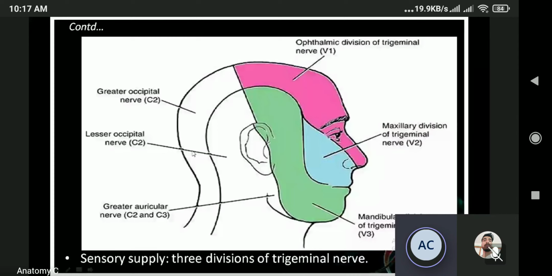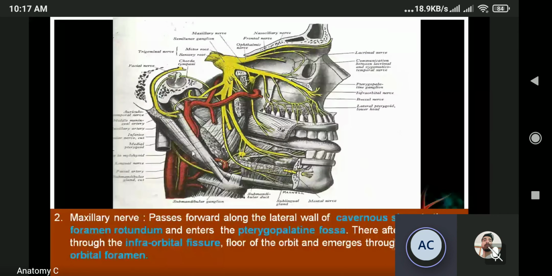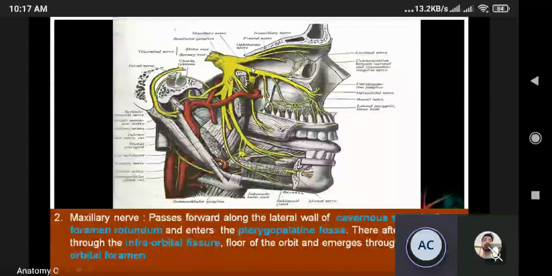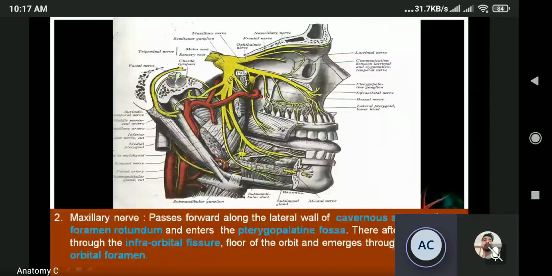Is this one clear? Next, I'll move to the maxillary nerve. From the anterior part of the trigeminal ganglion, the V2 arises, and this V2 is also a sensory nerve. Sensory, right? It has the functional component of general somatic afferent. It will pass through the lateral wall of the cavernous sinus, then pass through the foramen rotundum. It will come out through the skull.